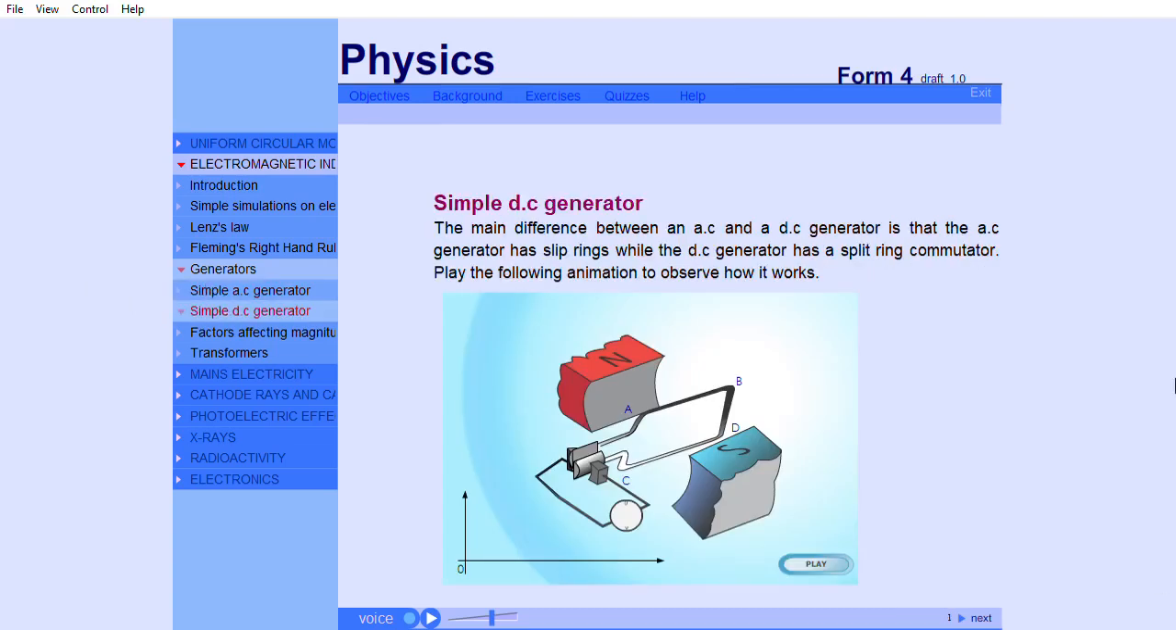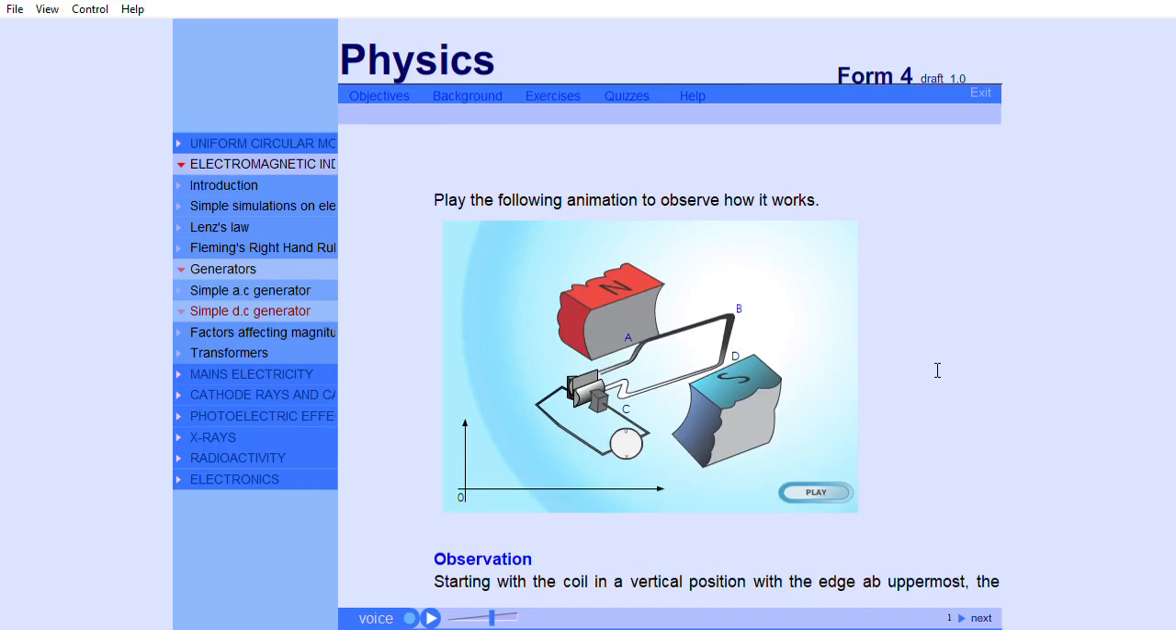Simple DC generator. The main difference between an AC and a DC generator is that the AC generator has slip rings, while the DC generator has a split ring commutator. Play the following animation to observe how it works.